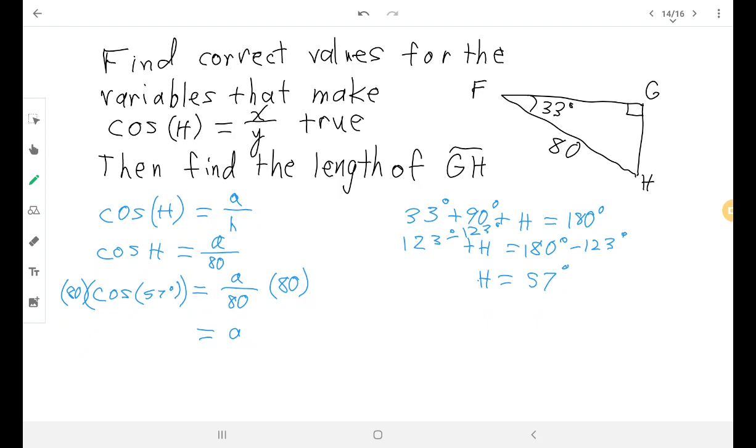So I want to do the cosine of 57 degrees times 80. So that's 43.57 approximately. And this will be in whatever units they are, right?